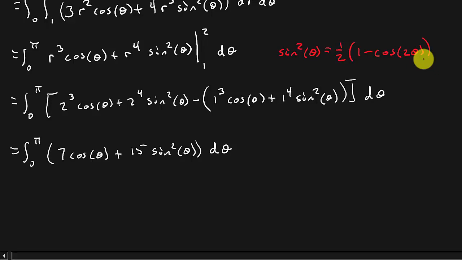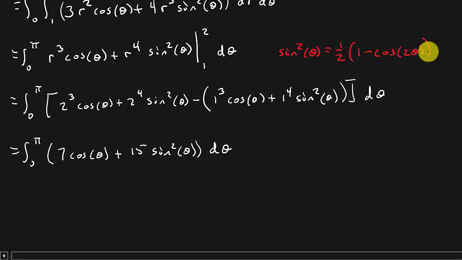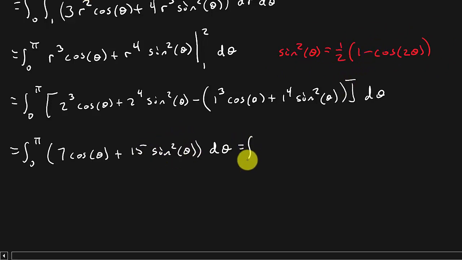Your half angle identity from trig. Okay, so we'll have to use this property right here. That is going to give us the integral from 0 to pi of, and let's just go ahead and do this. Let's split this up. So that's going to be 7, integral from 0 to pi. I'm going to bring the 7 outside.